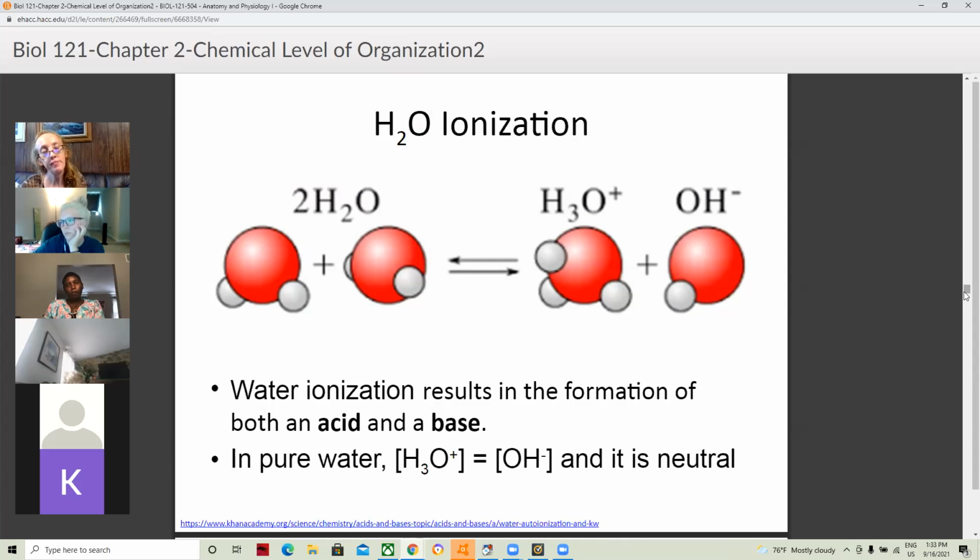Looking back at water one more time. Water ionizes. Remember, ionizing means you can form ions. So you add two water molecules together, and one water molecule can take one of the hydrogen atoms off the other water molecule, resulting in one water molecule that has an overall positive charge because of the proton on it. And the other molecule, this hydroxide, let me spell that.